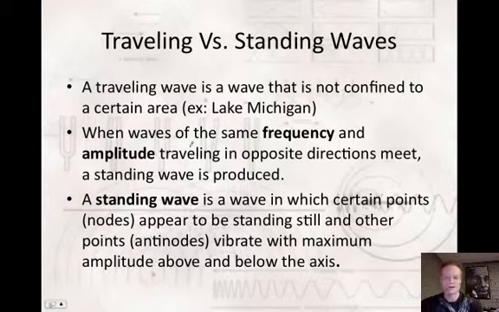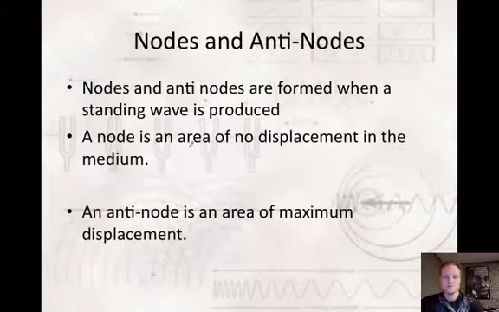Again, I think a picture will really help explain this. Actually, I lied. But we're going to take a look at nodes and antinodes. A node and antinode are formed when a standing wave is produced. A node is an area where there is no displacement in the medium. It would appear that nothing's happening there. It's just completely standing still. Whereas an antinode, just the opposite, is an area of maximum displacement.